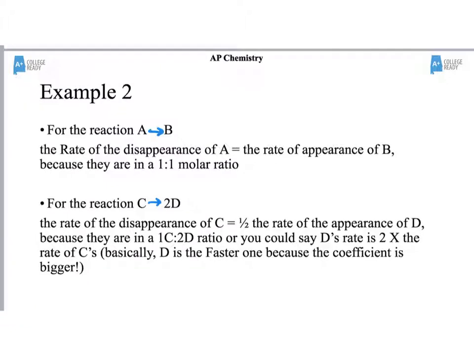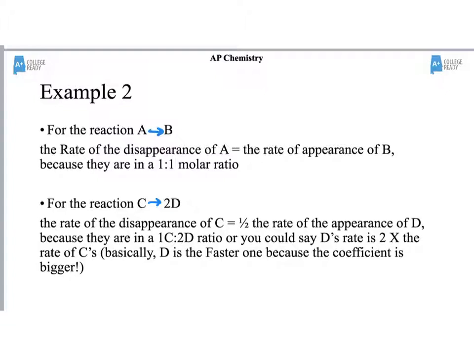So let's look at this reaction. So for the reaction, A yields B. What can we say about them? Well, for every one A, don't we get one B? So what can we say about their rates? Well, their rates are going to be the same. Why? Because they're in a 1-to-1 ratio. So the rate of A is going to equal the rate of B. So if I know the rate of A, I know the rate of B, and vice versa. If I know the rate of B, I know the rate of A. What about the next reaction? C yields 2D.